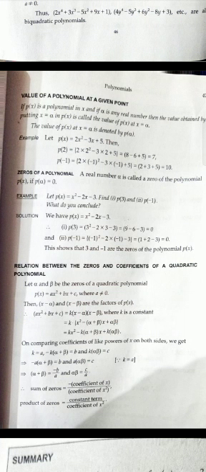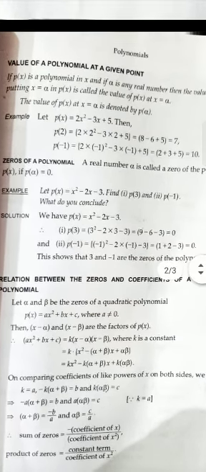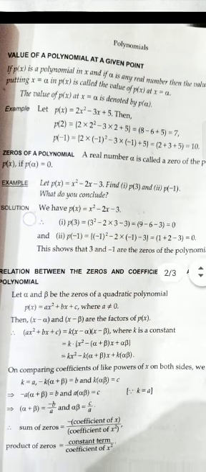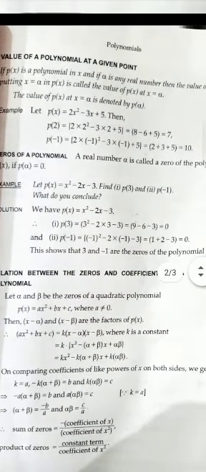As we saw in the question, p(x) is equal to x square minus 2x minus 3, and when we put x equal to 3 we find the value of the polynomial is 0, then we can say that 3 is a zero of the polynomial. Similarly, at minus 1 we also find the value of p(x) is 0, so 3 and minus 1 are the zeros of the polynomial.